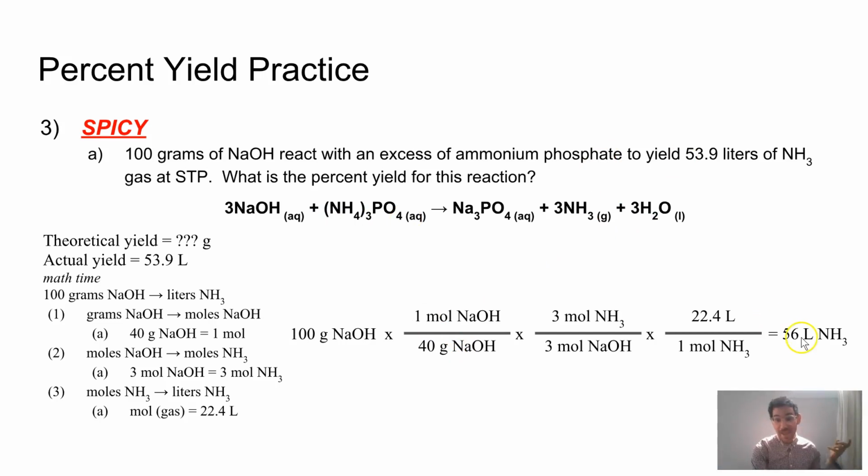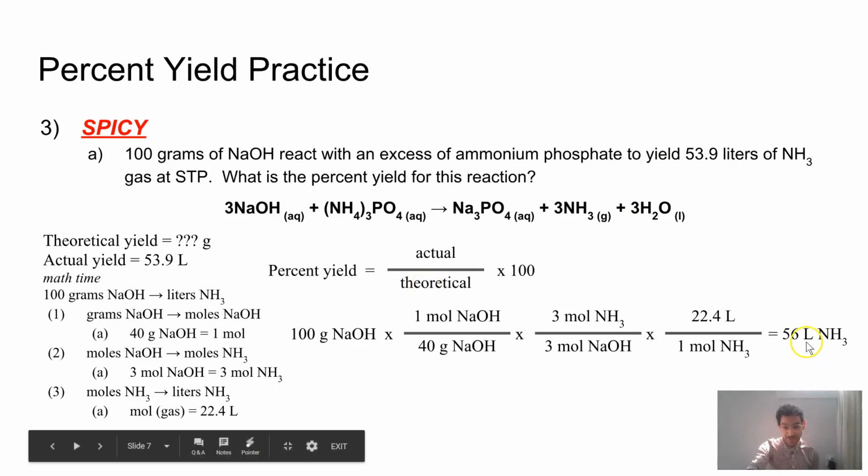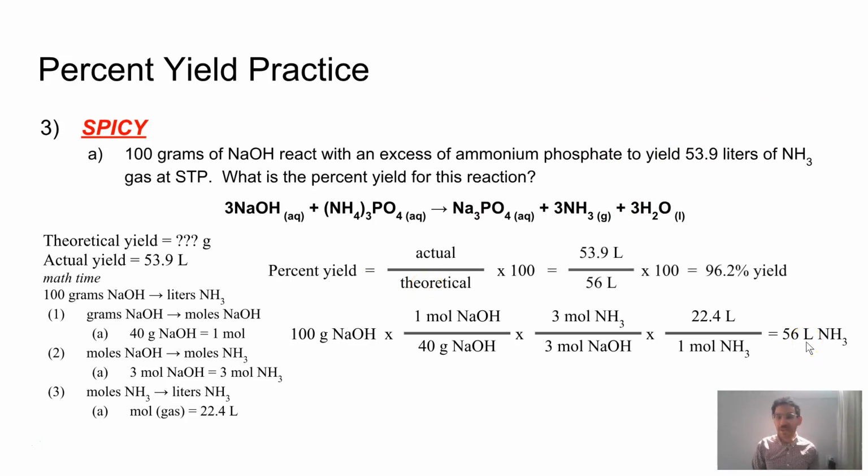And so now that I have a yield on my ammonia, I can calculate my percent yield. So I'll do my actual yield, the smaller number, divided by my theoretical yield, the one I calculated, and boom, I can calculate that this is a 96.2% yield. That's pretty dope. That's a really nice yield.